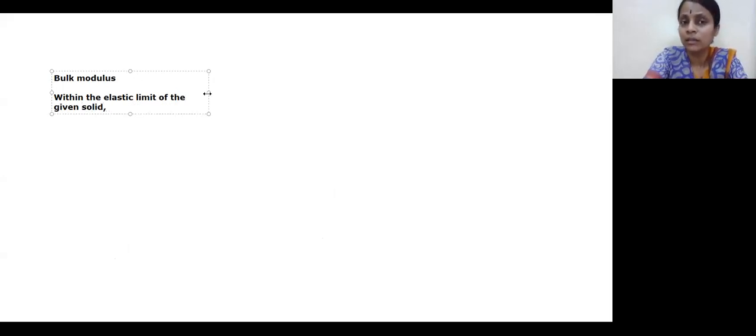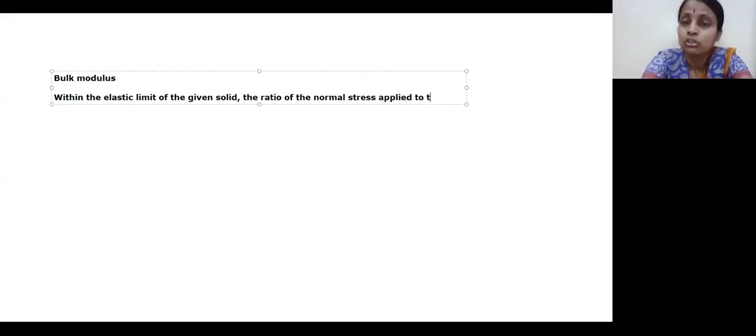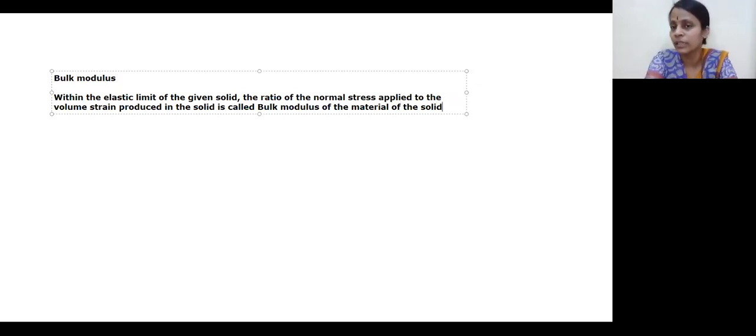What could be bulk? Bulk means volume, right? And in order to change the volume, what kind of a stress do you apply? Obviously normal stress once again. So within the elastic limit of the given solid, the ratio of the normal stress applied to the volume strain produced in the solid is called the bulk modulus of the material of the solid.